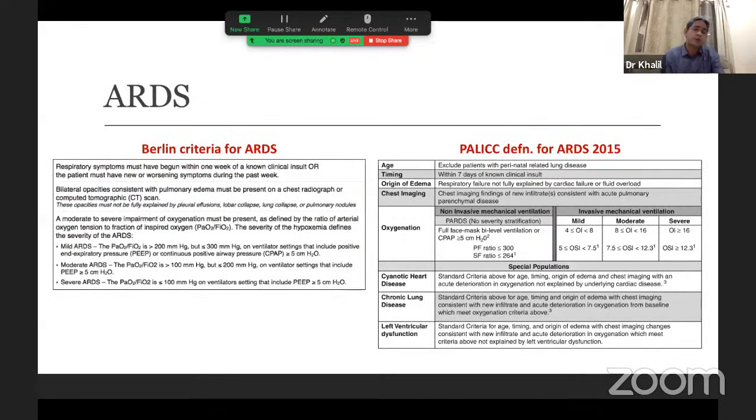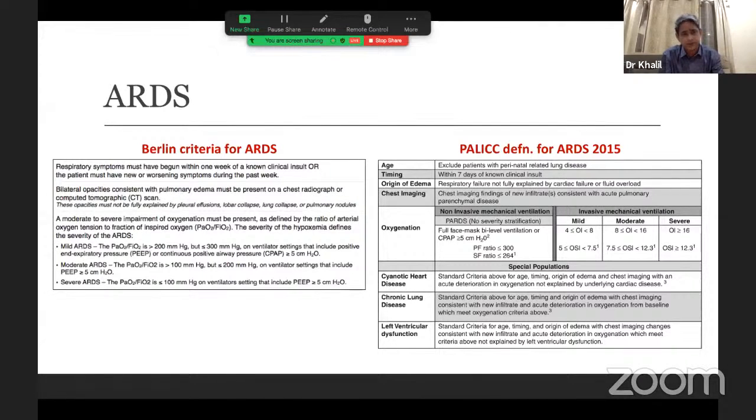Now, coming to the most important respiratory problem which we encounter in pediatric critical care, ARDS. Since the first description of ARDS by Ashbaugh in 1967, it has been recognized as one of the most important respiratory problems in kids. But the definitions which have been given for ARDS are mostly adult oriented, and it has long been recognized that there is a need for a pediatric-centric definition of ARDS.